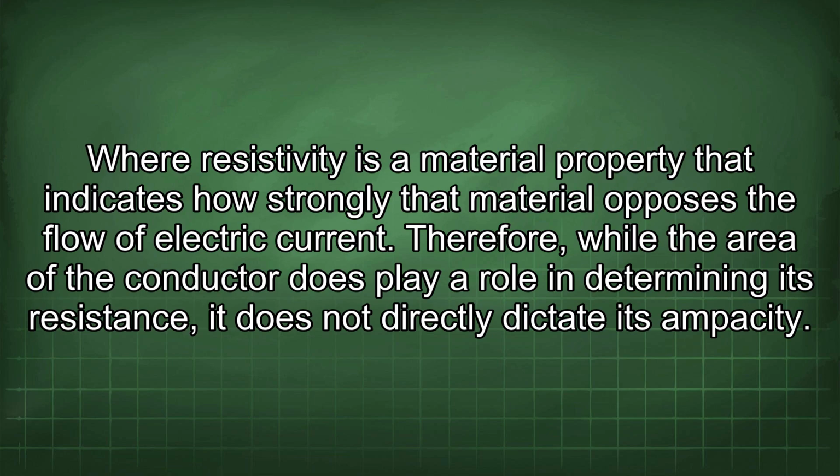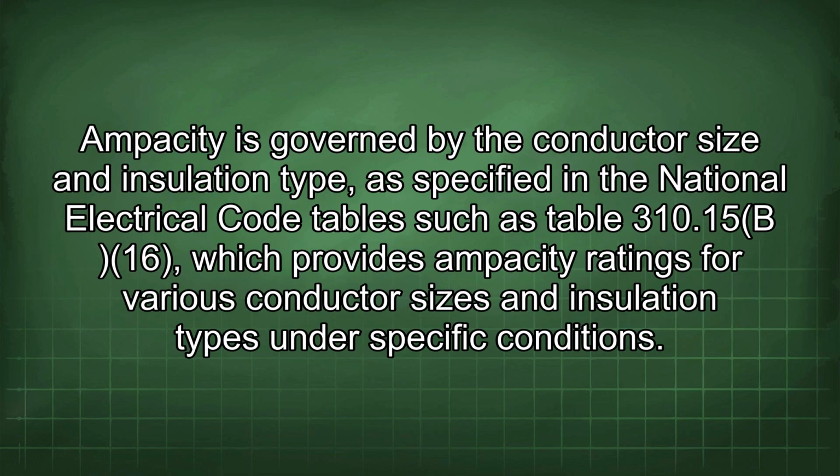Therefore, while the area of the conductor does play a role in determining its resistance, it does not directly dictate its ampacity. Ampacity is governed by the conductor size and insulation type, as specified in the National Electrical Code tables such as Table 310.15(B)(16), which provides ampacity ratings for various conductor sizes and insulation types under specific conditions.